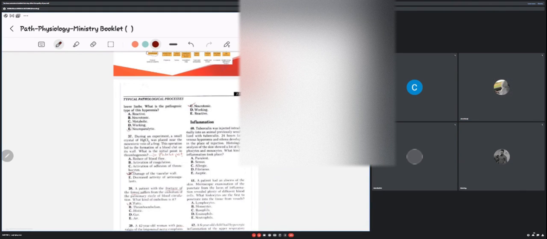I'm still trying to compile for that physiology, the whole physiology, because what I want to do is compile the basis we answered for physiology and the ministry book all in one PDF so you have access to everything all at once.